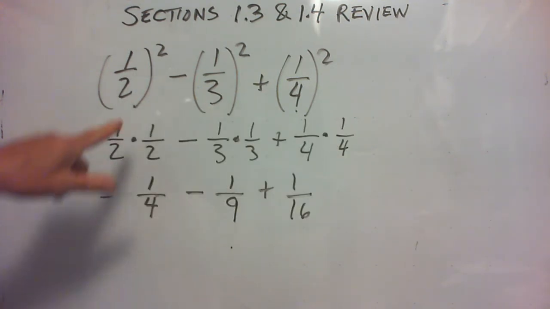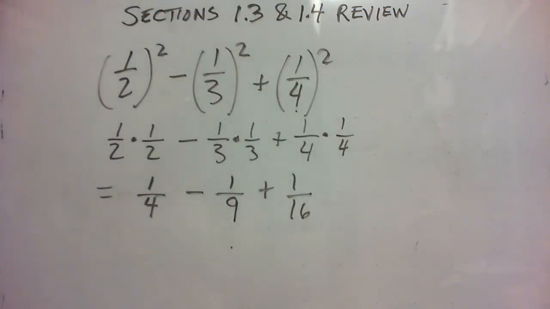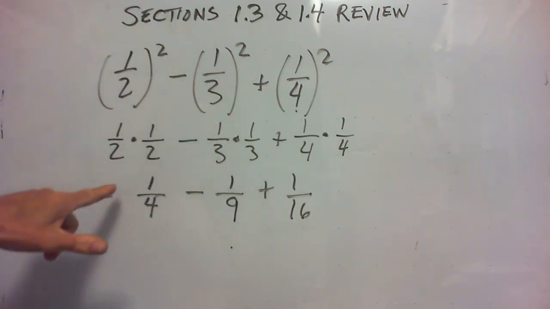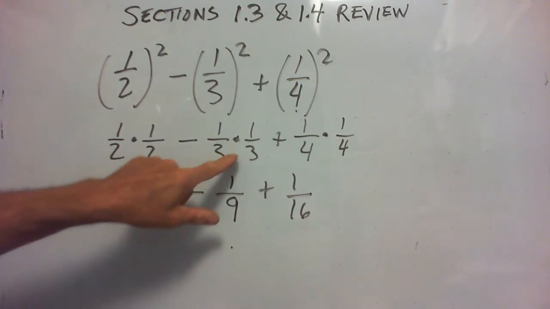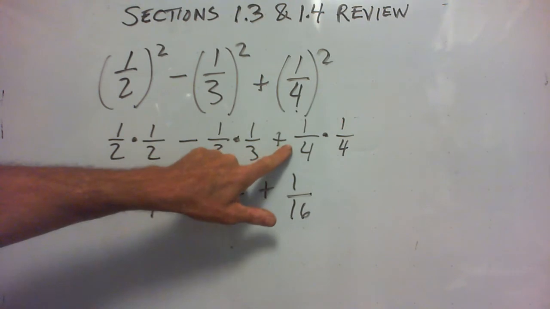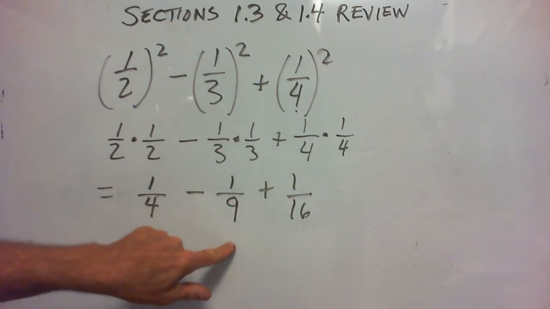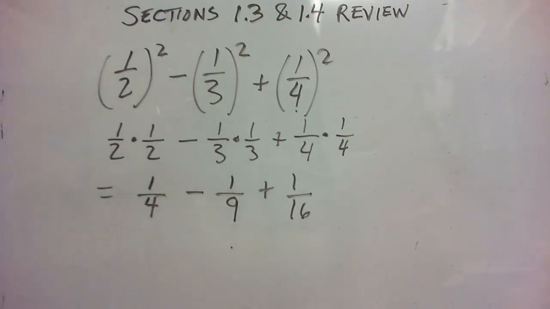So your first step is to square all those fractions. Now I just squared them all at once in one step. 1/2 times 1/2, 1/3 times 1/3, 1/4 times 1/4. 1/2 times 1/2 is 1/4. 1/3 times 1/3 is 1/9. 1/4 times 1/4 is 1/16. So we have this fraction addition subtraction problem.